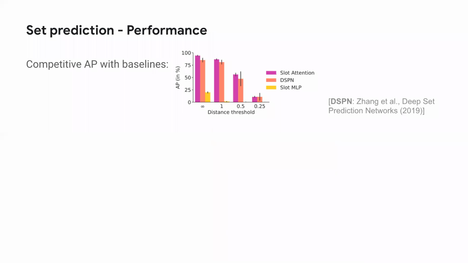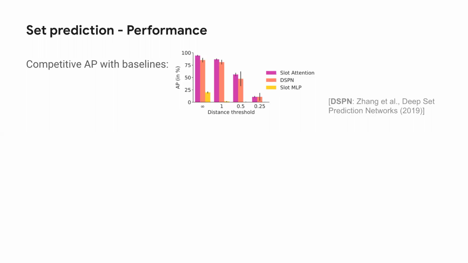So how well does it work? Well, it's competitive with baselines. We compare against deep set prediction networks, a recent paper which specializes in set prediction. And here we measure the average precision, and we have some distance threshold.